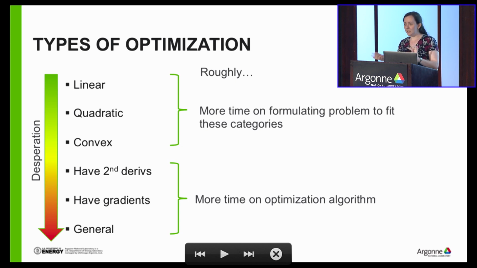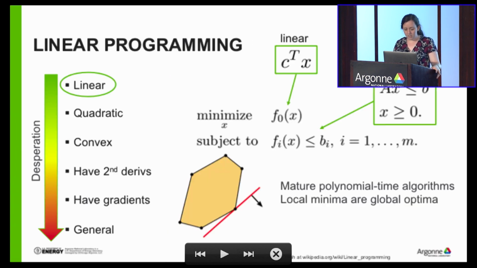But roughly, if you're in those easier categories, you might spend more of your time on formulating your problem to fit that category so that you can use the easy optimization algorithms. And if you're more towards the bottom, you're stuck with some harder optimization problems. So maybe you're spending more time on the optimization itself.